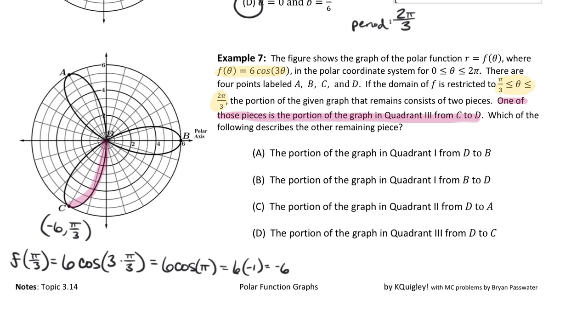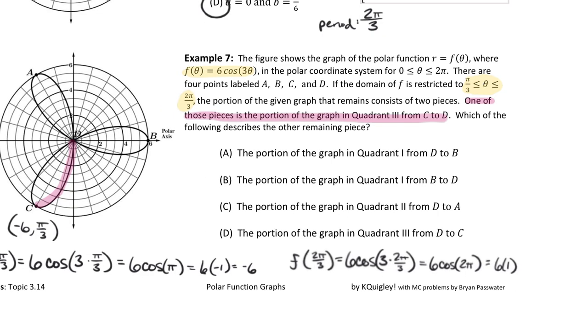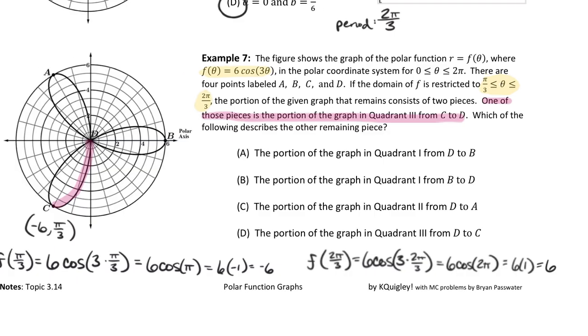Let's see what's happening at the end, which means I'm going to plug in the second portion of this restriction. So I'm plugging in 2 pi over 3 this time. So I'm doing 6 times the cosine of 3 times 2 pi over 3. Those 3's are going to cancel each other out. So I end up with 6 times the cosine of 2 pi. What is the cosine of 2 pi? Yes, it's like the cosine of 0, which is 1. And so 6 times 1 is 6.